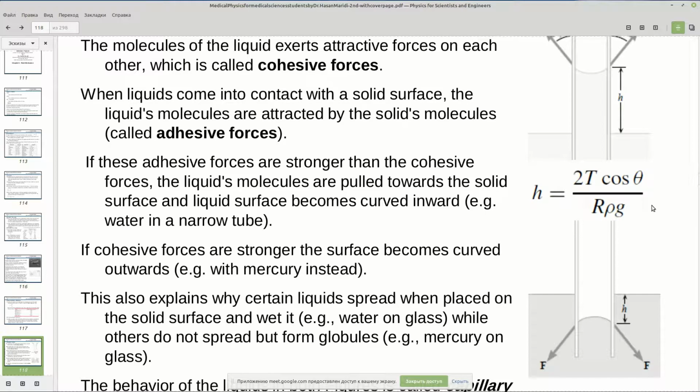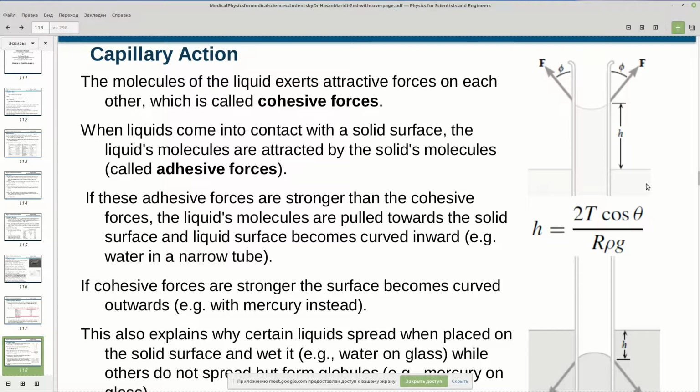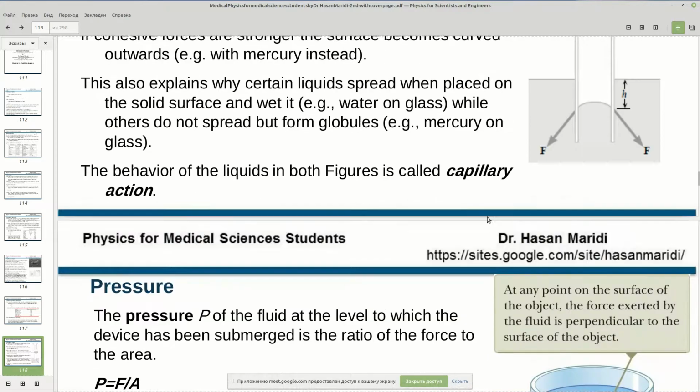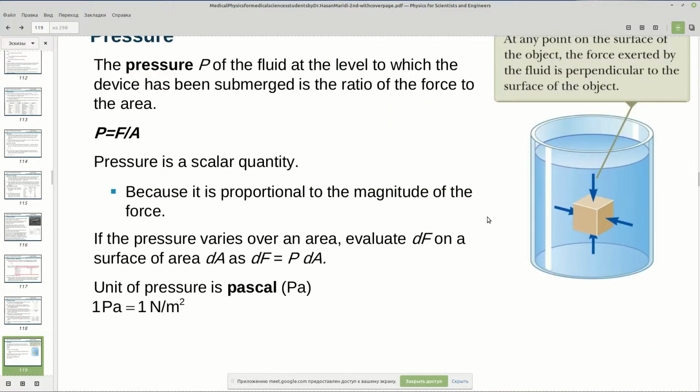It gives the height by which the column of liquid inside goes up or down, and it strongly depends on cosine theta, where theta is the contact angle, and on the radius of the tube, the density of the liquid, and pressure.